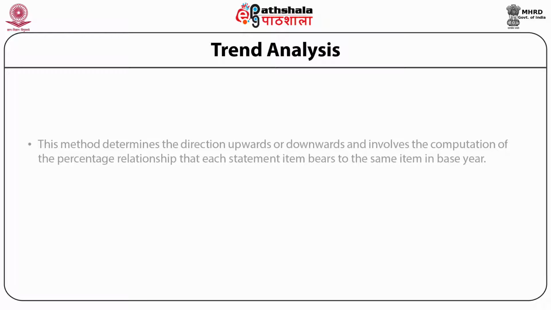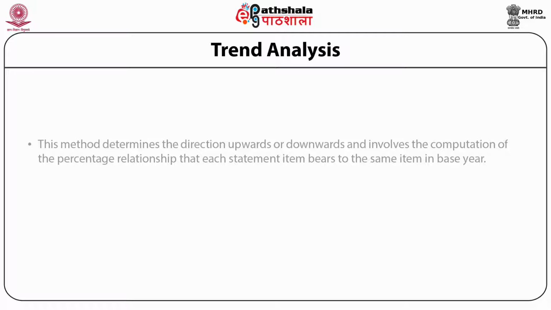Care is required to be taken by the analyst, while interpretation of trend analysis as a mere increase or decrease in trend percentage may give misleading results. For example, a company has a net profit of rupees 3 lakh, rupees 4 lakh 25,000 and rupees 6 lakh 40,000 respectively for 2012, 2013 and 2014, with 2012 as the base year. The trend percentages for the company's net profit are as follows.